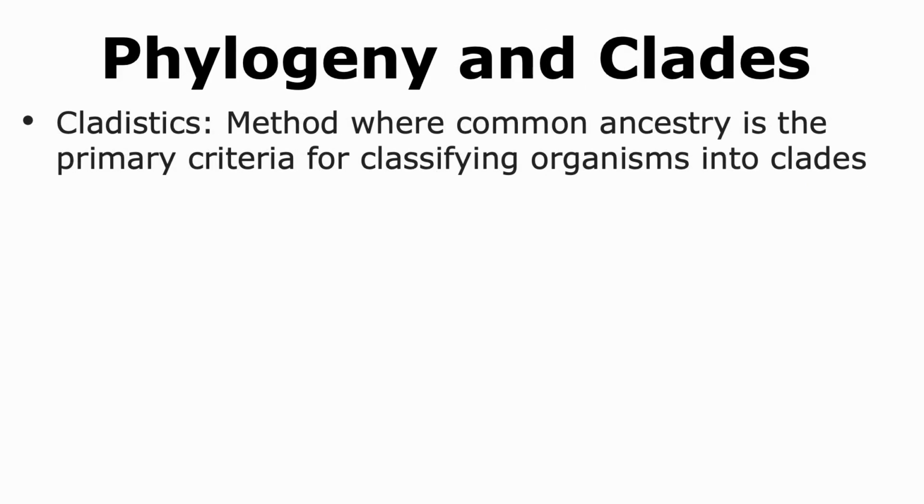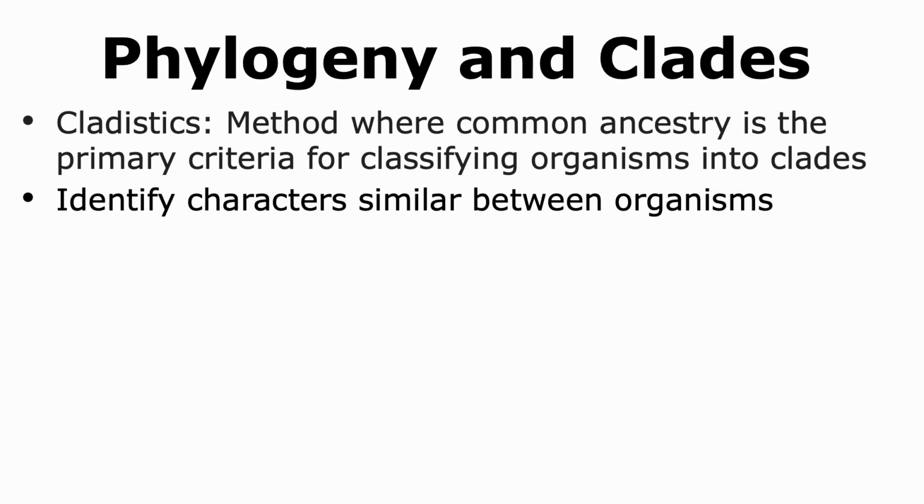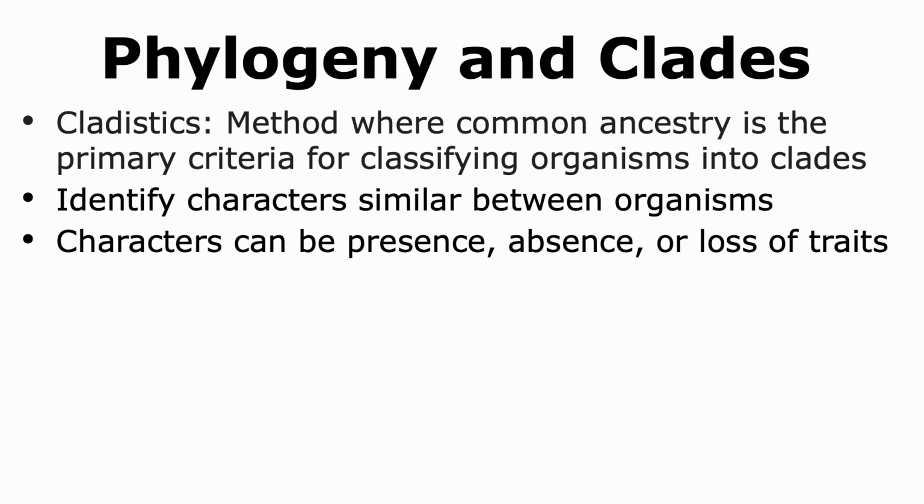Cladistics is a method of classifying organisms where the primary criteria is based on their common ancestry. Using cladistics, phylogenetic trees are built based on identifying characters that are similar between different organisms. These characters can be the presence, absence, or loss of certain traits or features.